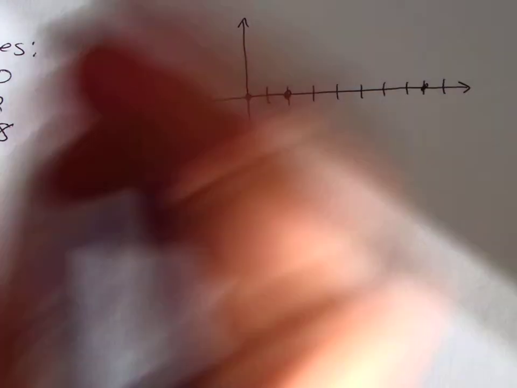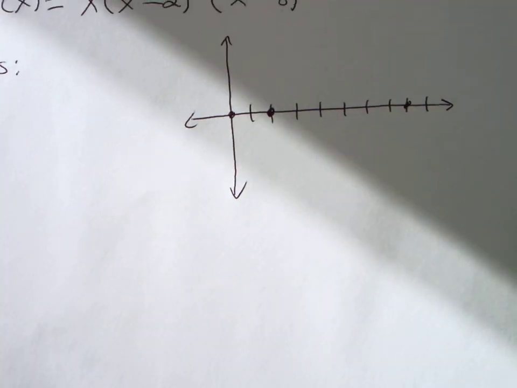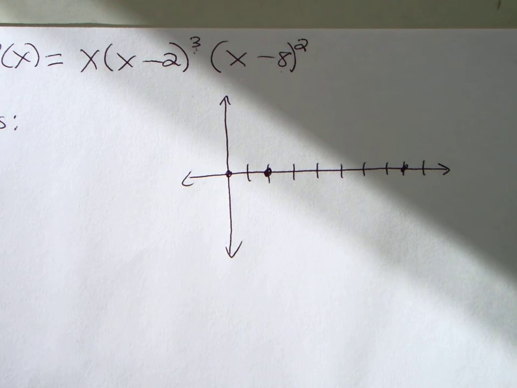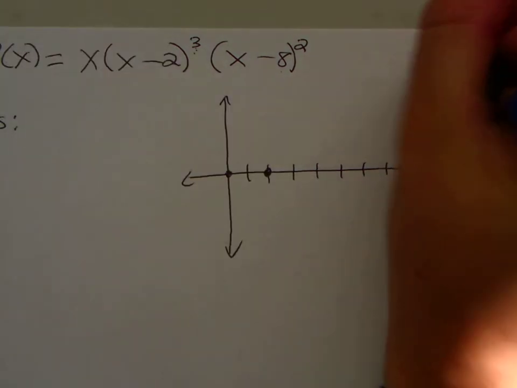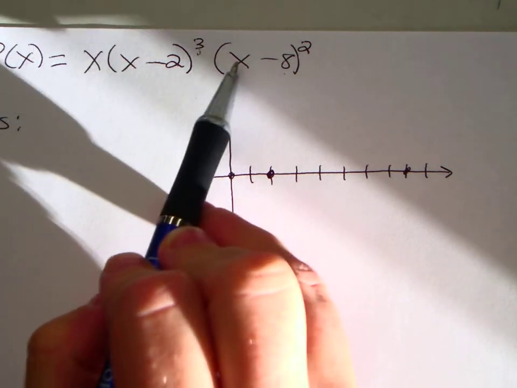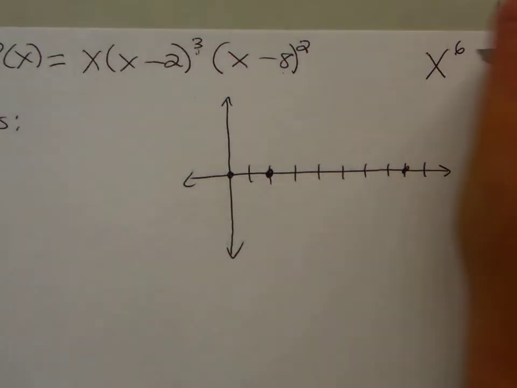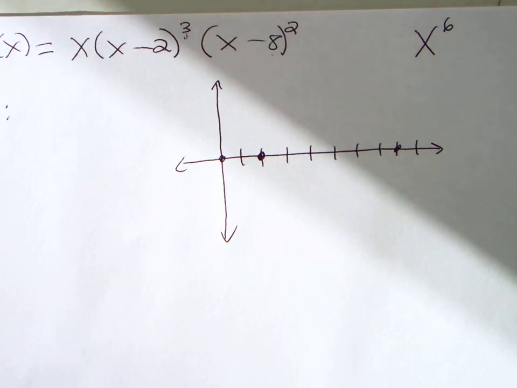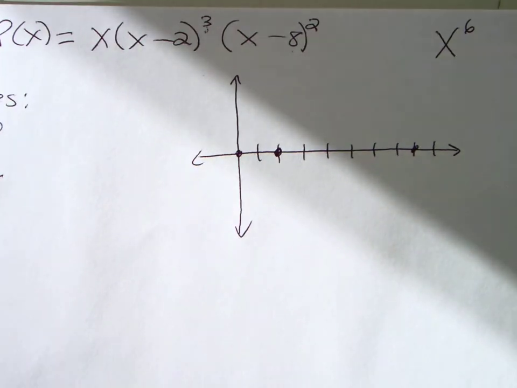Okay, what is the highest? My brain stopped working. How many x's do we have in this problem? So we got 1, and then there's 3, so it's 4, 5, 6. So this is an x to the 6th problem. Okay? This is an x to the 6th problem.